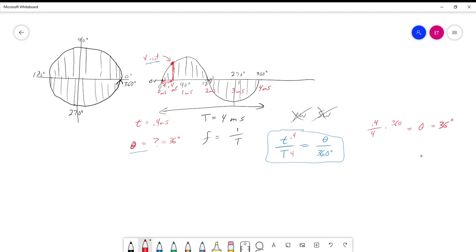Then we might ask ourselves, what is the voltage? This instantaneous voltage here? We might want to know that. So let's figure out how we can calculate that.